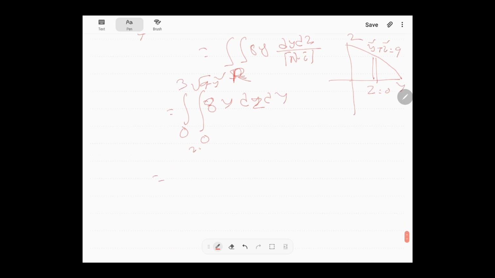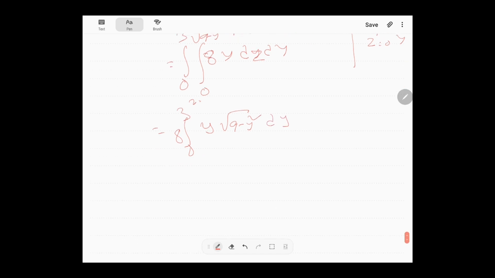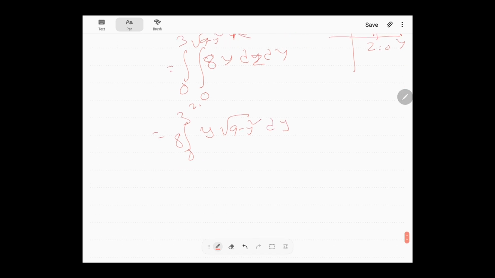Now if I integrate with respect to z, this is the integral from 0 to 3, with 8 coming out. The integral of y is 8y, and the integral of dz is z. If I substitute the limits, it is 9 minus y square dy. Now I need to do the integration for this.